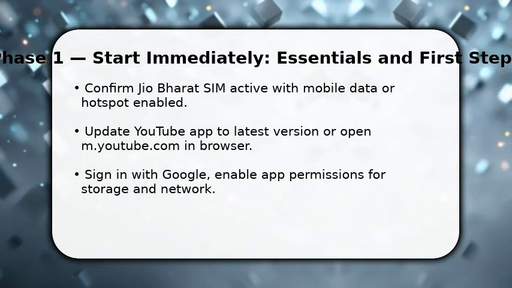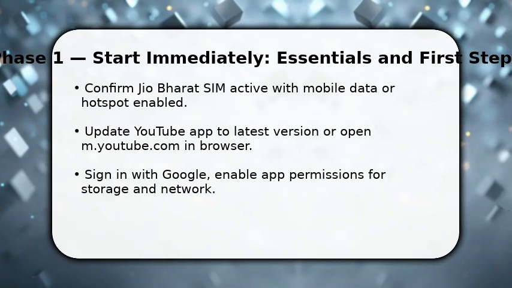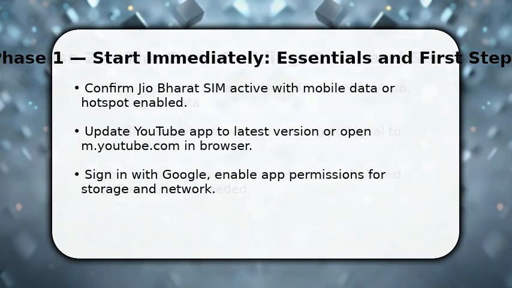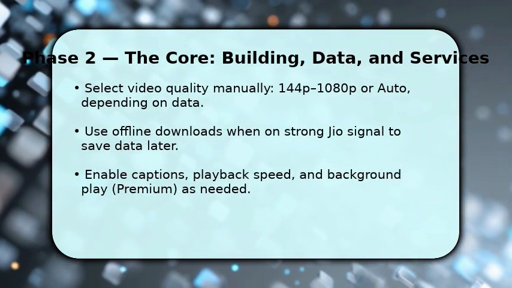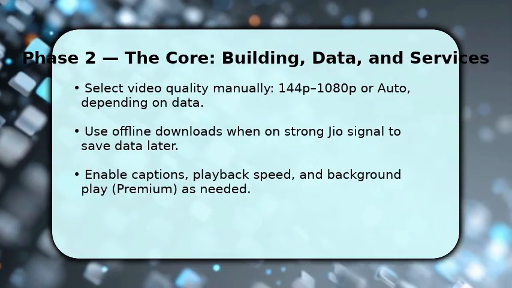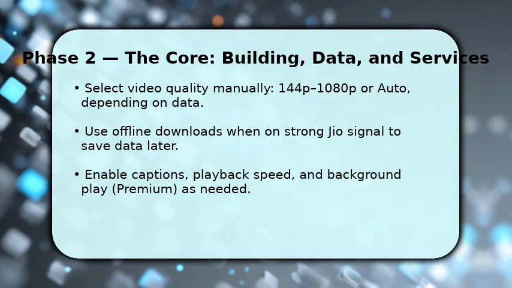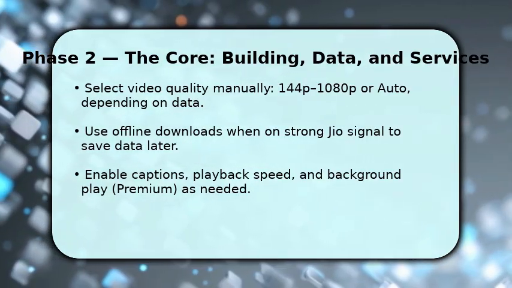Start a quick search for a familiar channel to verify playback begins, because that confirms connectivity and account access before deeper configuration. Once a video plays, tap the three dots to set quality. Choose Auto for variable speeds, or lock 480p/720p to control data. Use the download button while on good Jio coverage to save videos for later offline viewing.